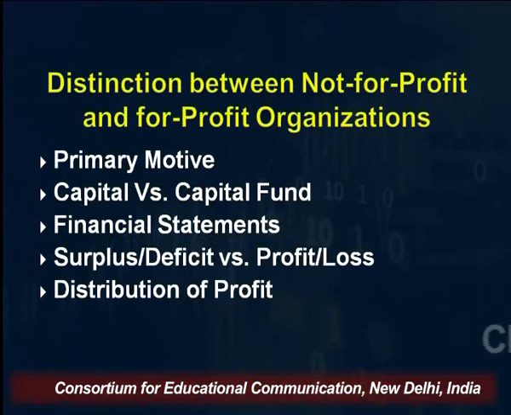Whereas this difference of revenue and expenses in the case of a for profit organization is known as profit or loss. If my revenue is more than my expenses, it will be known as profit, and if the revenue is less than the expenses, certainly it will end up in losses. So the terminology of the difference between revenue and expense for not for profit and for profit organizations is different. The fifth point of differentiation between the two is distribution of profit.